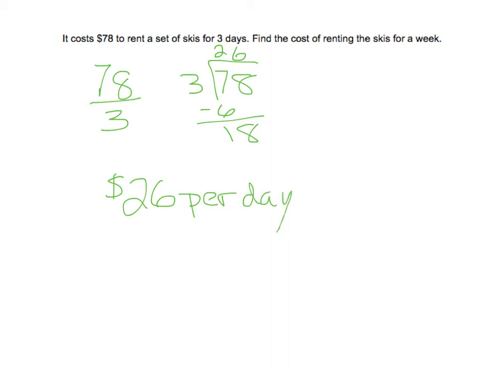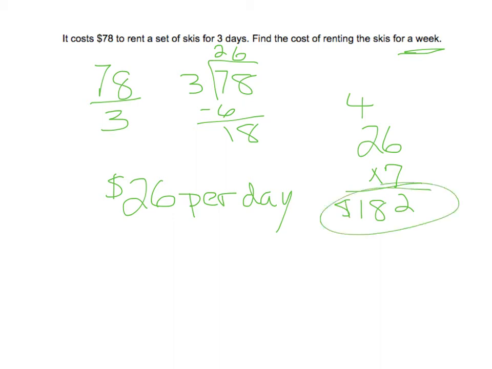Now, we need to figure out for a week. So a week is 7 days. So we would do 26 times 7, which would give us 42, carry the 4, 14 plus 4 is 18. So we could get $182 that way. Find the unit rate and then apply it for the amount you need.